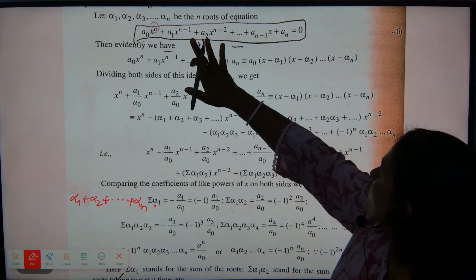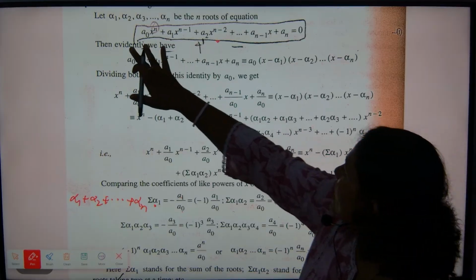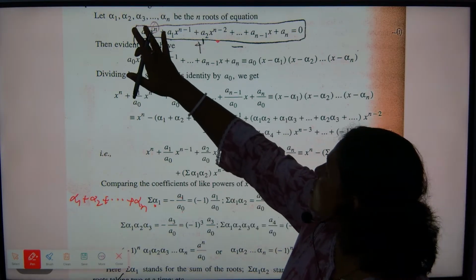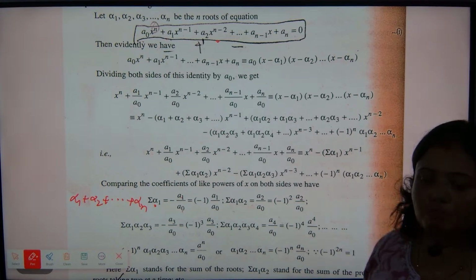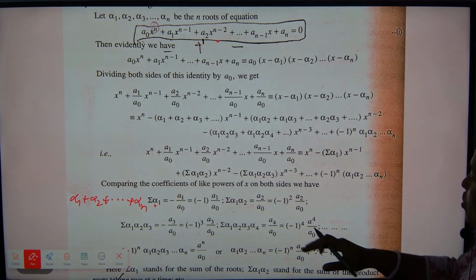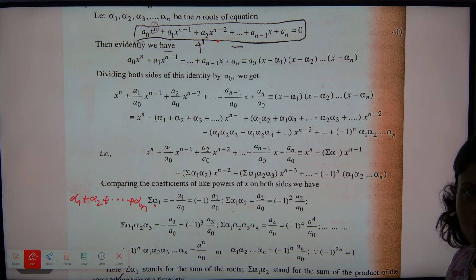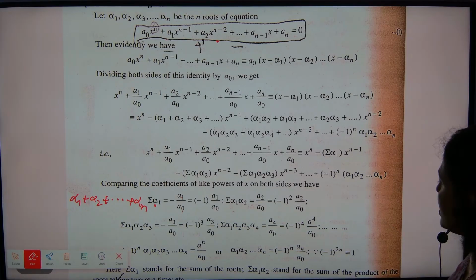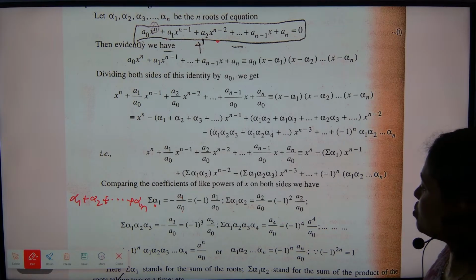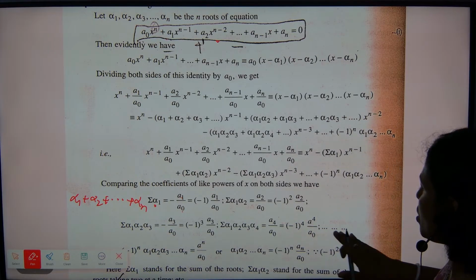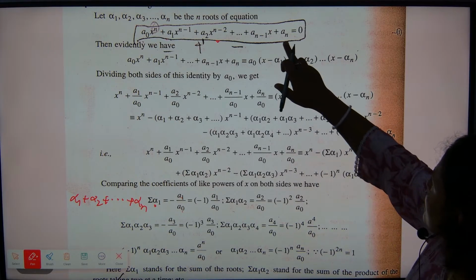Then go through the third, a2 by a0. The previous one is minus, this one is plus. Like that, go through the alternate way. So minus 1 whole square. Second position, right? So a2 by a0. This manner it will go on up to the last.